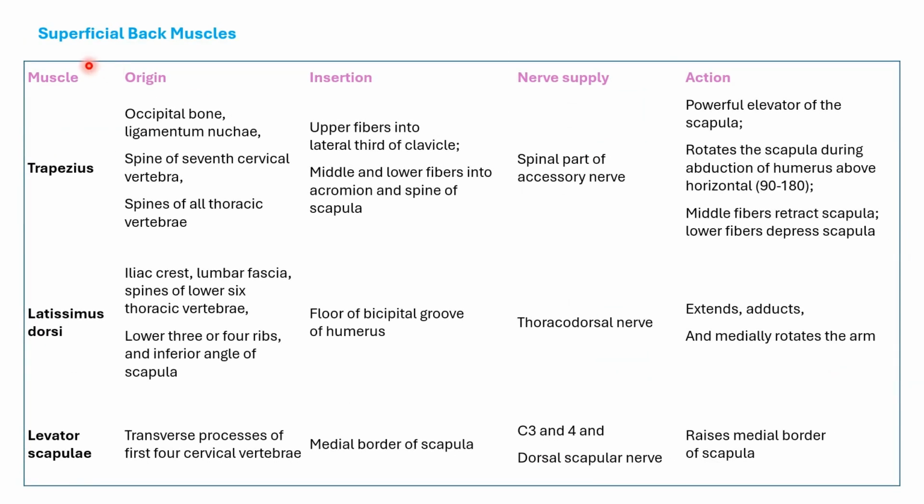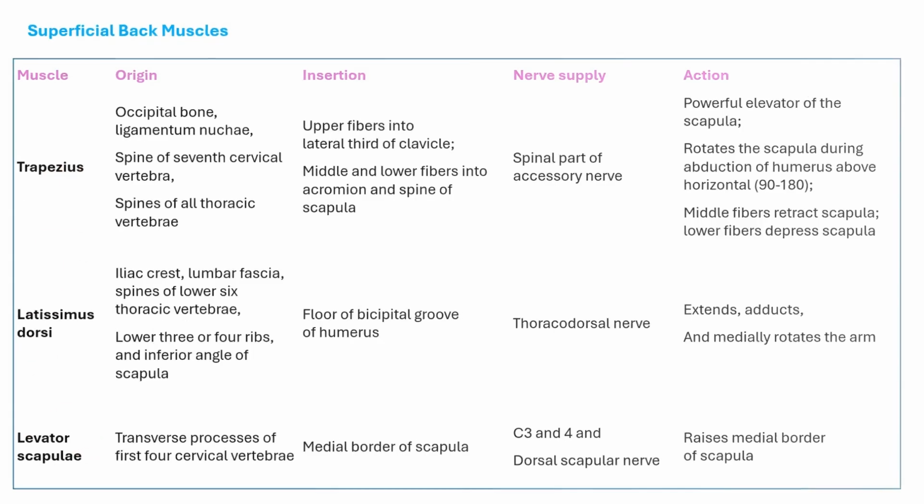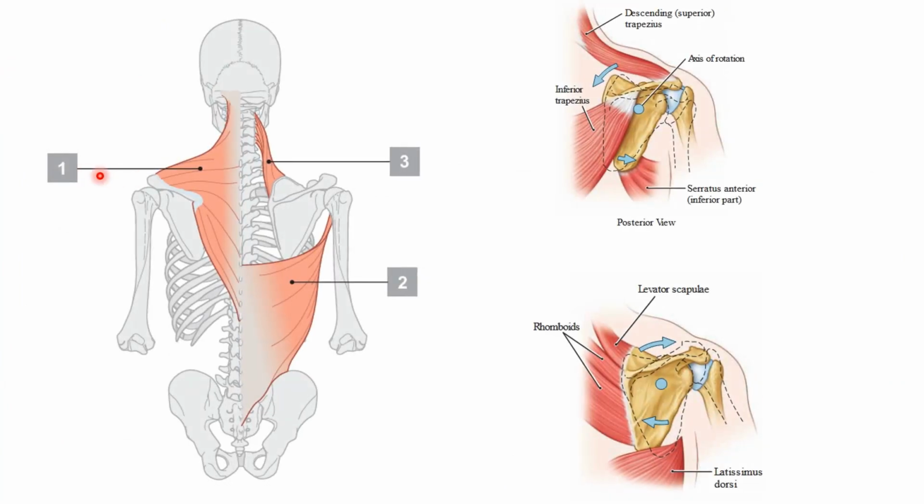Now we expand the superficial back muscles. They are trapezius, latissimus dorsi, levator scapulae, and also rhomboid minor and rhomboid major. We look at the first three. You can see this is the trapezius muscle, this is the levator scapulae, and this is the latissimus dorsi.